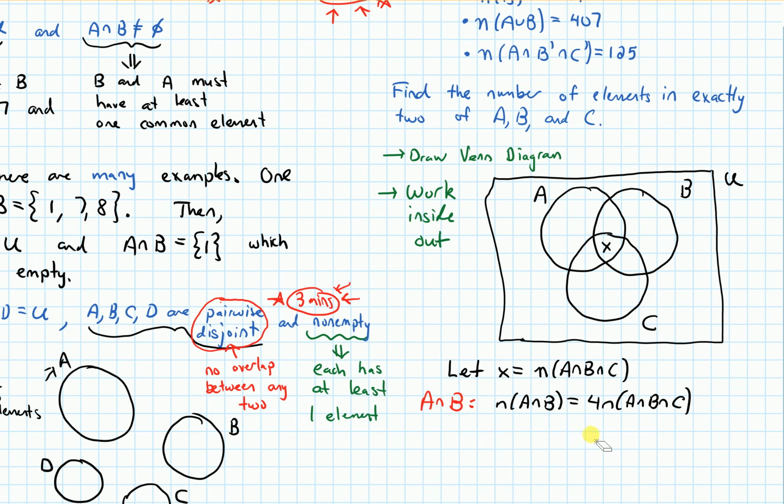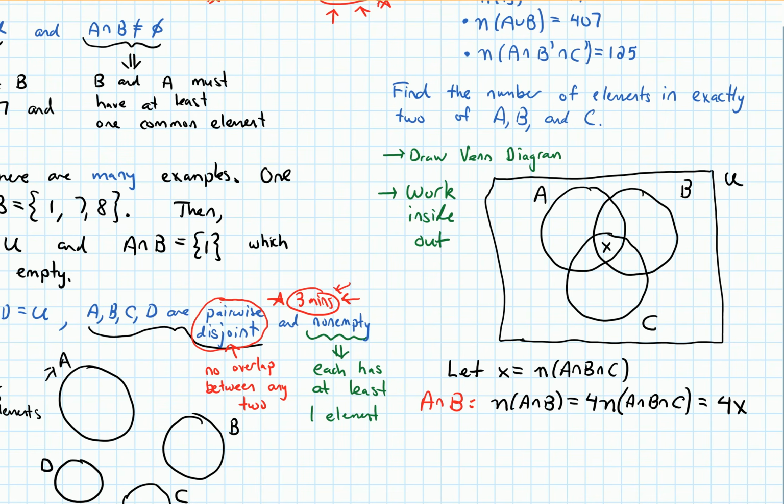And actually, just to make my intersection symbols look a little bit different from an N, I'm going to write them with a little curly thing and then N. I'll do the same thing with this N. Okay, and so this is 4 times, and I'm calling the number of elements in A intersect B intersect C x.